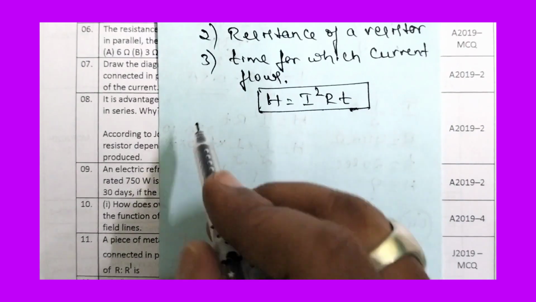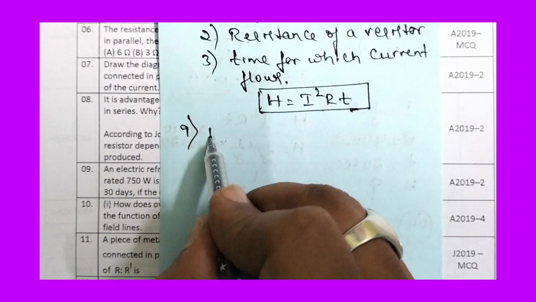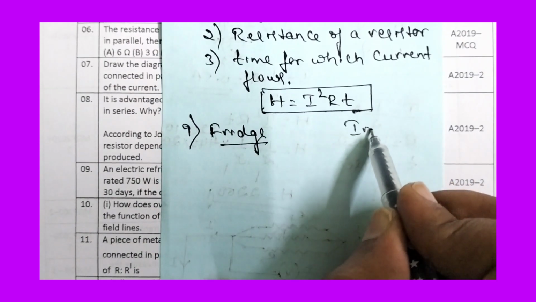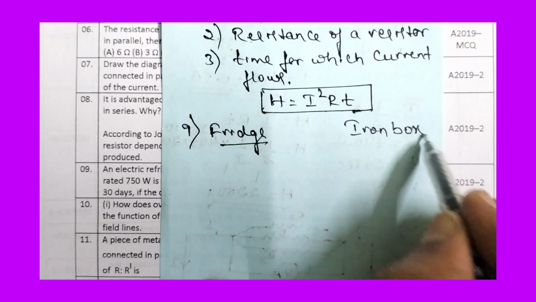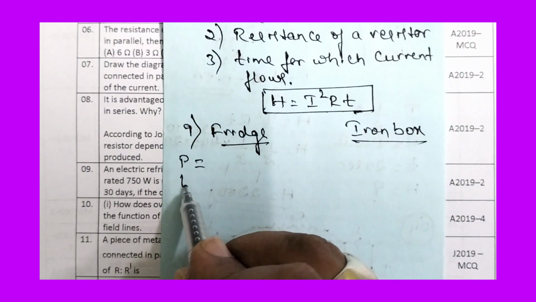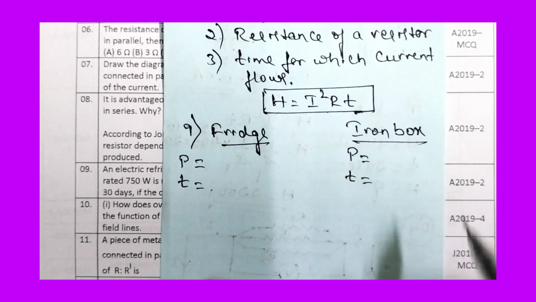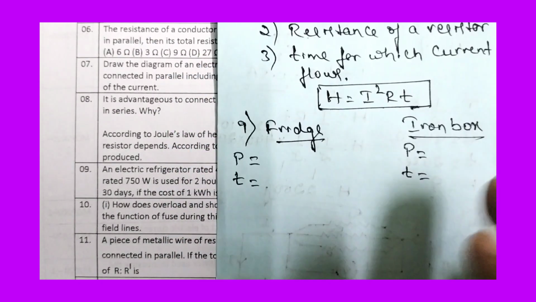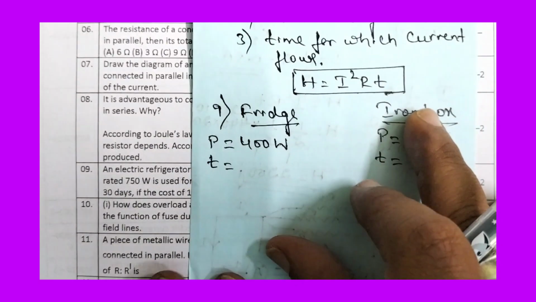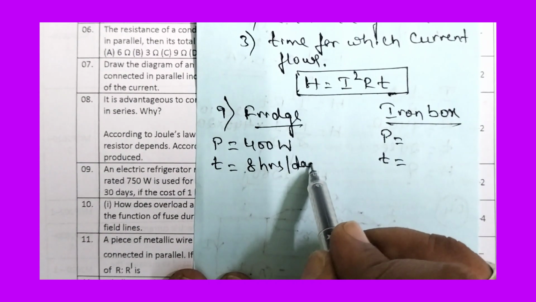ಇದನ್ನು ನಾವು ಈ 9th ಪ್ರಾಬ್ಲಮ್ನ ಎರಡು ಭಾಗನ ಮಾಡ್ಕೊಳ್ಳೋಣ. ಒಂದು ರೆಫ್ರಿಜರೇಟರ್, ಫ್ರಿಡ್ಜ್ ಅಥವಾ ರೆಫ್ರಿಜರೇಟರ್, ಇನ್ನೊಂದು ಐರನ್ ಬಾಕ್ಸ್. ಏನೇನು ಕೊಟ್ಟಿದ್ದಾನೋ ಲಿಸ್ಟ್ ಮಾಡ್ಕೊಳ್ಳೋಣ. ಸೊ ಫ್ರಿಡ್ಜಲ್ಲಿ ಏನೇನು ಕೊಟ್ಟಿದ್ದಾನೆ, ಫ್ರಿಡ್ಜಿನ ಪವರ್ ಕೊಟ್ಟಿದ್ದಾನೆ, ಎಷ್ಟು ಟೈಮ್ ಬಳಸ್ತೀವಿ ಅಂತ ಕೊಟ್ಟಿದ್ದಾನೆ. ಐರನ್ ಬಾಕ್ಸಿನ ಪವರ್ ಗಿವನ್ ಆ್ಯಂಡ್ ಹೌ ಮಚ್ ಟೈಮ್ ವಿ ಆರ್ ಯೂಸಿಂಗ್. ಸೊ ಫ್ರಿಡ್ಜಿನ ಪವರು 400 ವ್ಯಾಟ್ and the fridge is used for 8 hours per day. 8 hours ಯೂಸ್ ಮಾಡ್ತಾ ಇದ್ದೀವಿ per day.